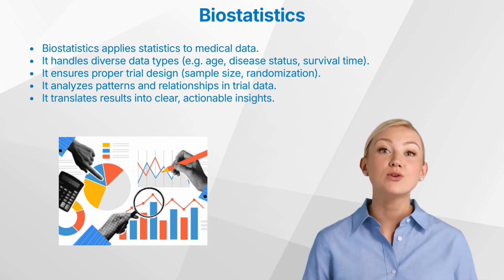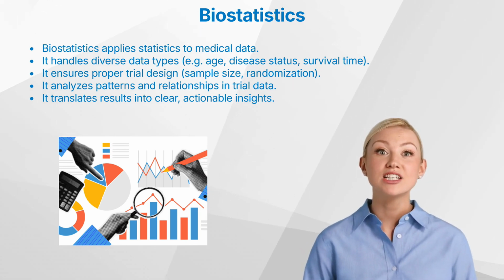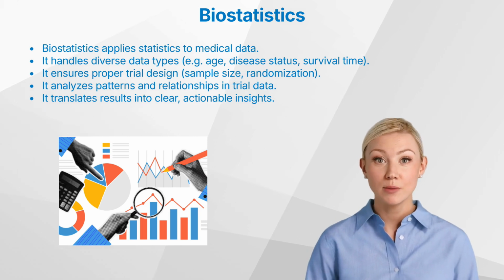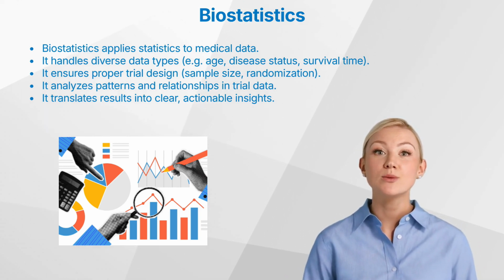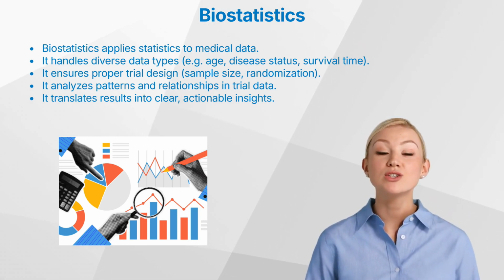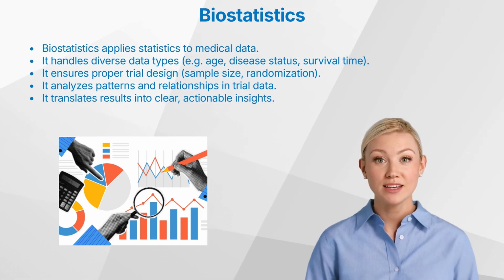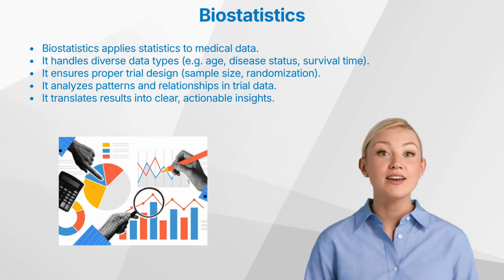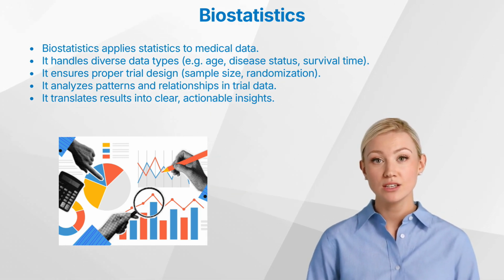One of the most critical roles of biostatistics is in clinical trials. It influences the entire trial lifecycle, from planning to publication. Let's break it down. It starts at the very beginning with study design. Biostatisticians determine the right sample size to ensure the study is neither underpowered nor unnecessarily large. They select the appropriate randomization method, define endpoints, and calculate statistical power, all to reduce bias and ensure reliable results.